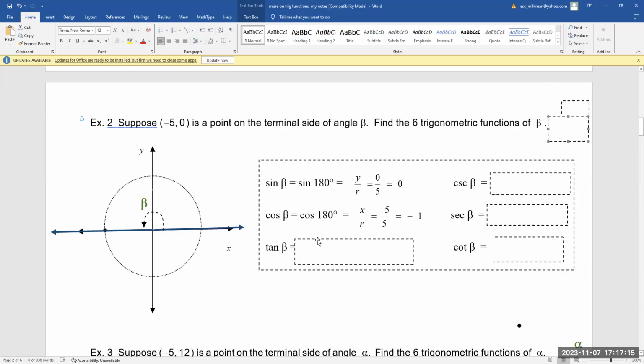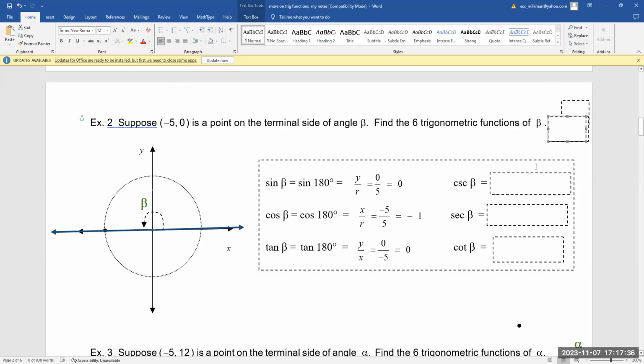The tangent of beta is still defined to be y over x, not in a right triangle anymore, but I'm going to say it's tangent 180 degrees. It's another way to represent it as y over x. My y value was given to me to be 0. My x value is -5. Taking those and dividing, I get 0.